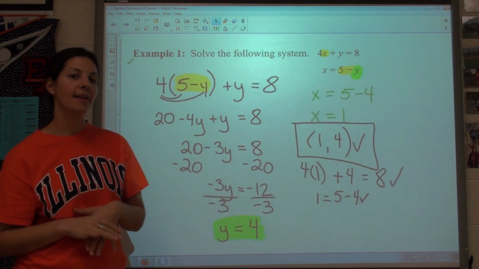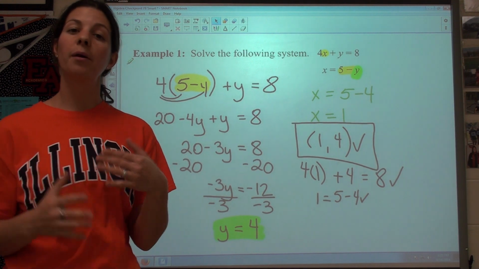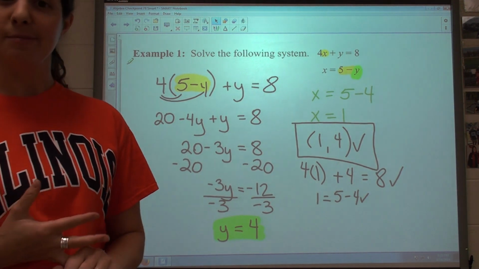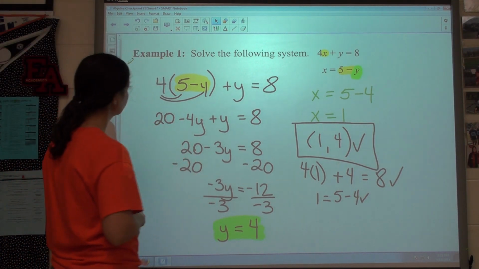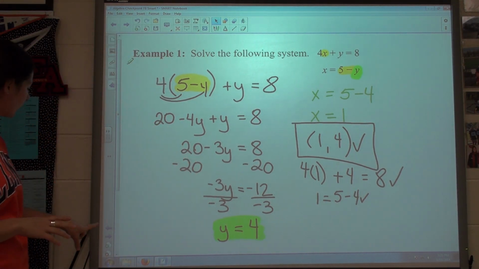You want to make sure you get in the habit of checking your answer, so that way when you're taking this on an individual or a team test, you will make sure you have the right answer before you turn it in to grade. Let's take a look at another one.